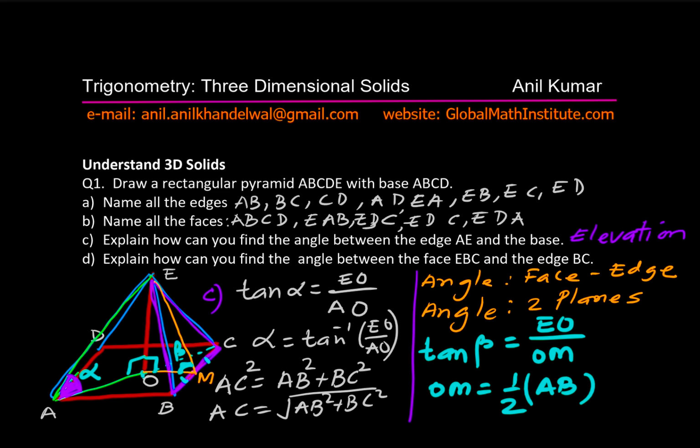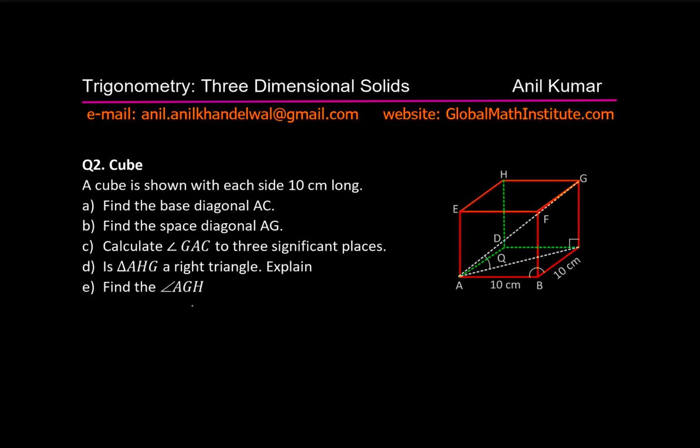Now, once this is clear, we'll now take up examples and find the actual angles when the values are given to us. So I hope you have understood the basic concepts. And now let's begin with the example. We'll take up first an example with a cube and then with a rectangular prism. So question number 2 here is related to a cube shown on the right hand side.